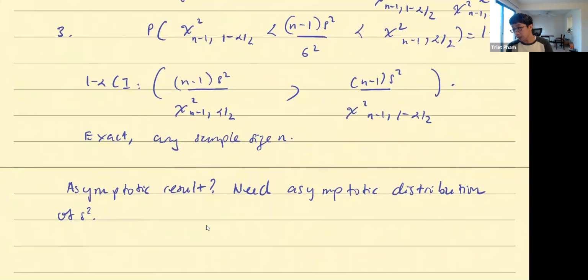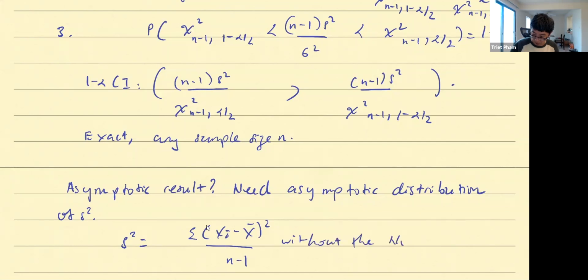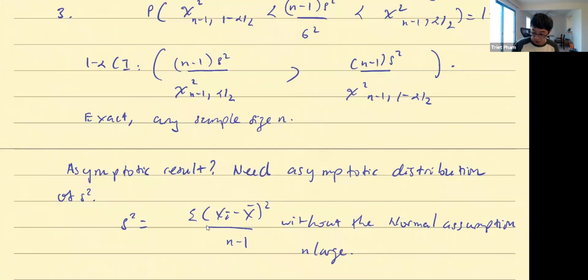Well, do we know what that is? So if you remove the normal assumption, you just have S squared, which is the sum of xi minus x bar squared divided by n minus 1, without the normal assumption. For n large, do you know what distribution this is, or approximately?